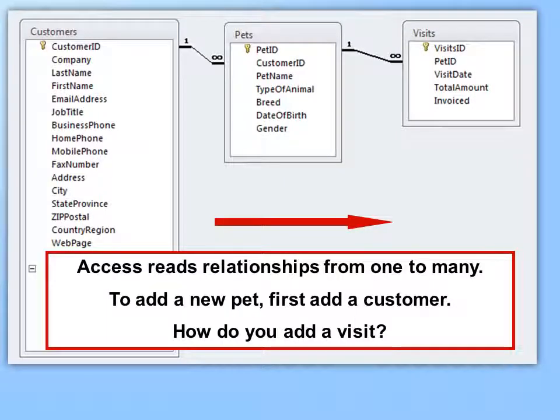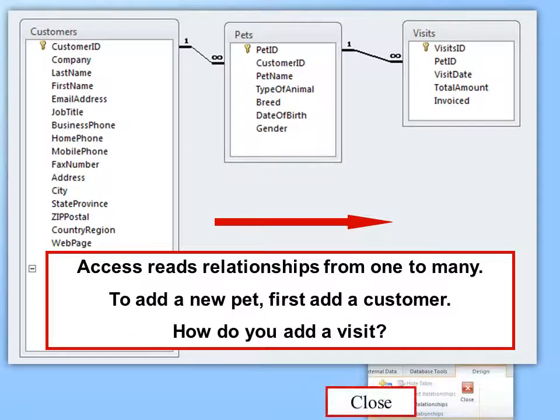Access reads relationships from one to many, left to right. So if we're going to add a new pet, first we'd have to have a customer. You see a customer and then a pet. And then if we want to visit, we have to have a pet. So customers first, and then pets, and then visits.